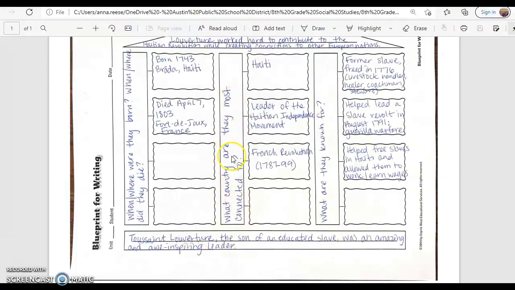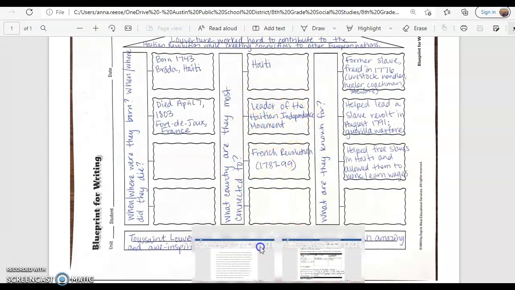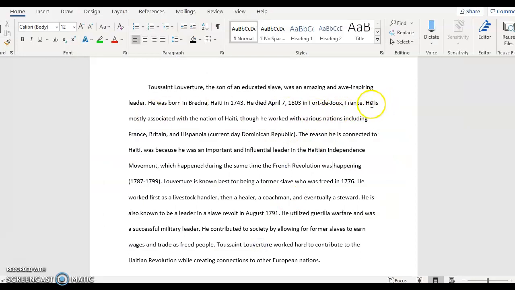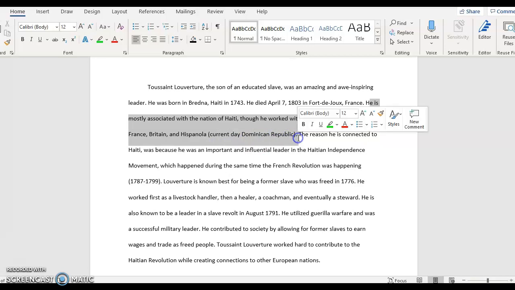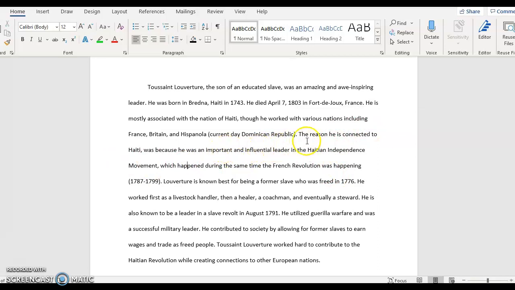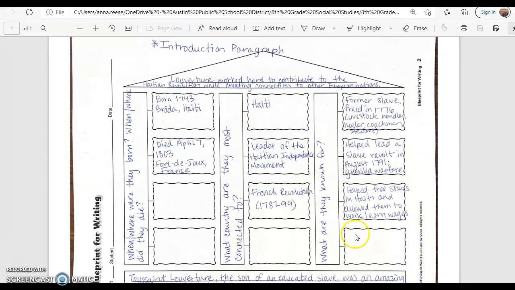Okay, then it asks us what country are they mostly connected to? We said Haiti, and then I added in some information here. He is mostly associated with the nation of Haiti, though he worked with various nations including France, Britain, and Hispaniola, current-day Dominican Republic. And the reason he was connected to Haiti was because he was an important and influential leader in the Haitian independence movement. And so you can see that this entire paragraph follows the same format as our graphic organizer.